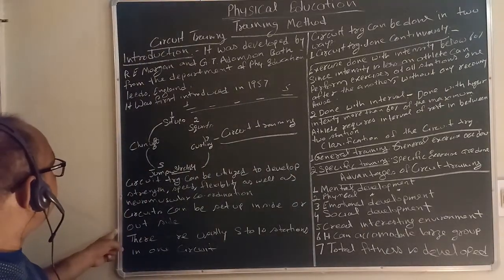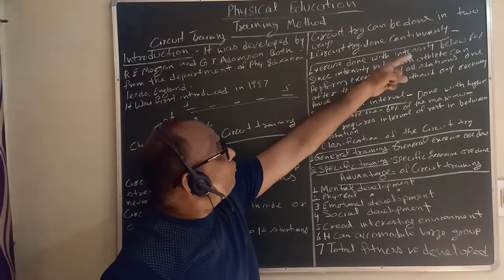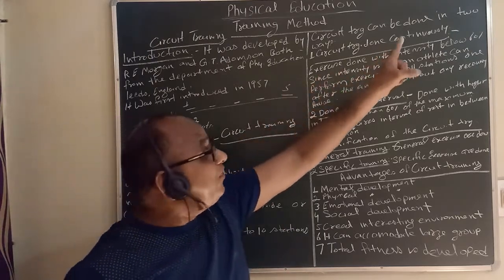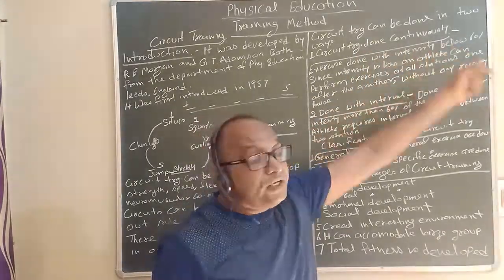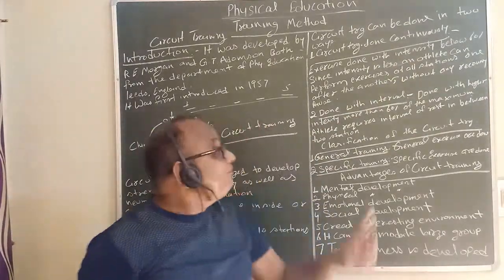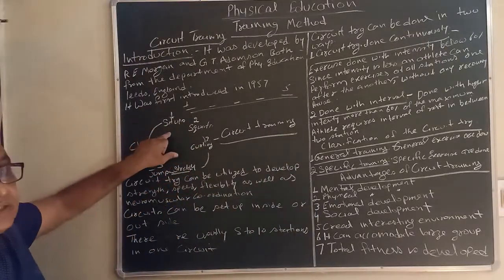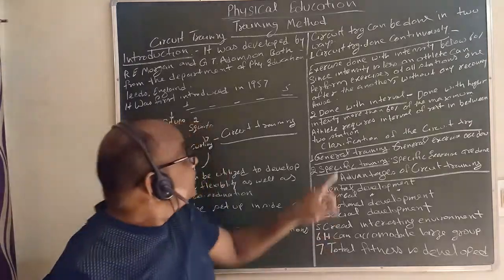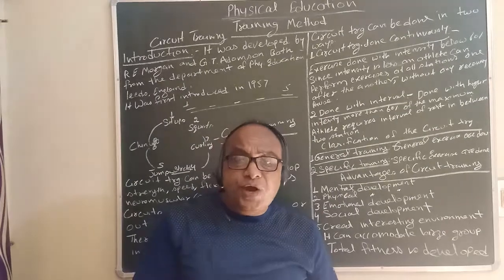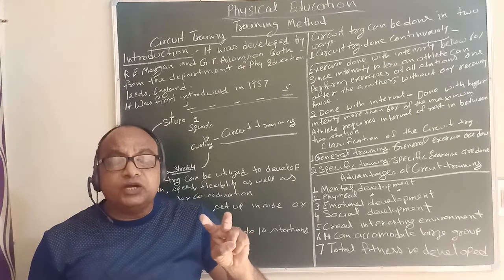And next is what types of circuit training. Circuit training can be done in two ways. Number one is circuit training done continuously. In the continuous method, there is no interval between two stations. Regularly you have to finish this circuit. Next is the interval training method. Here you have to take intervals between two stations. There you have to take rest.